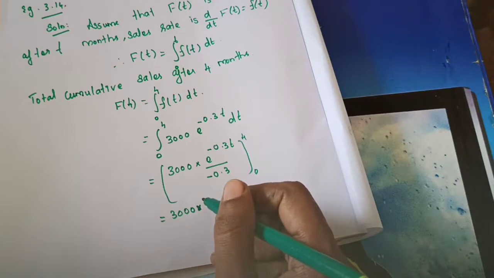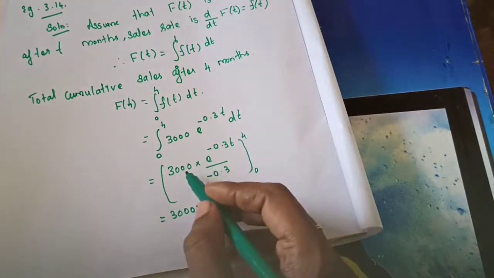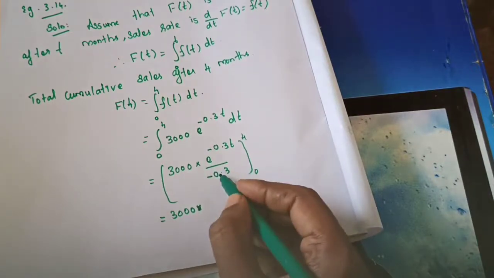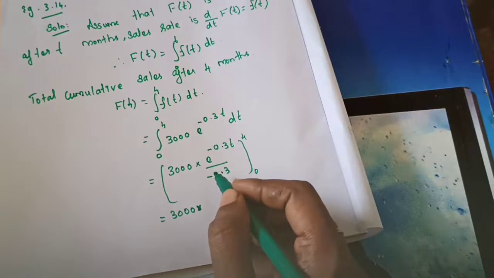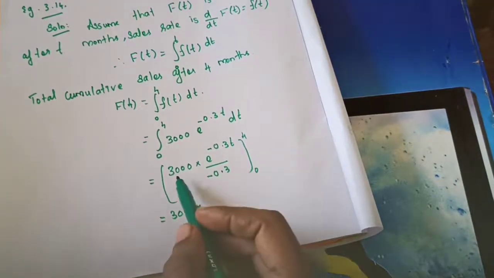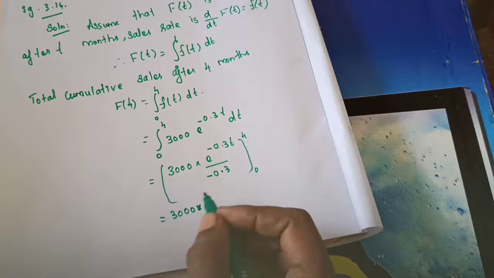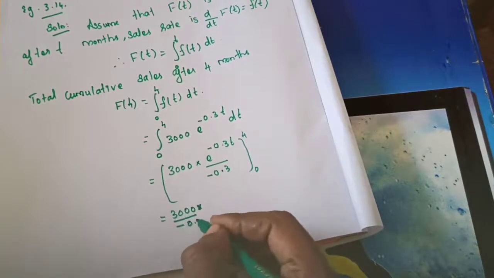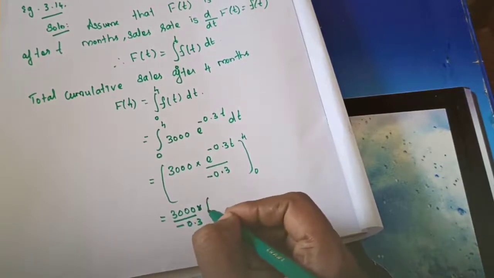What did he do? So we need to simplify this, is it right? So 3000 divided by 0.3. So numerator and denominator you can multiply by 10 or 100. So if you divide 3000 by minus 0.3, okay. So here there is no t.